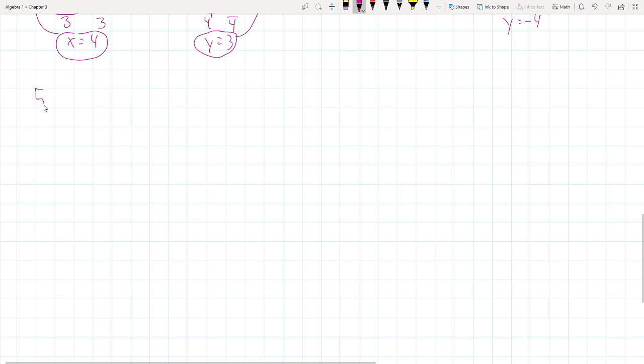Do number 5. If you think you have it, go ahead and pause it right here, see if you can do it. We're going to continue on though. 5x minus 2y equals negative 30.